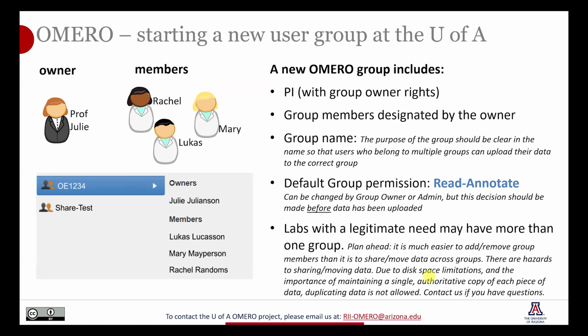It's possible that labs will have a legitimate need to have more than one OMERO group. It could be that you want to keep data from 2 different grants separated, or maybe a grad student working on their dissertation would like to keep their data just between themselves and the faculty member. So reach out to us and we can discuss your needs and try and strategize the best approach for OMERO. As I've already alluded to, it's easy to add or remove members from a group as needed, while there are a lot more potential problems with trying to move data between groups.